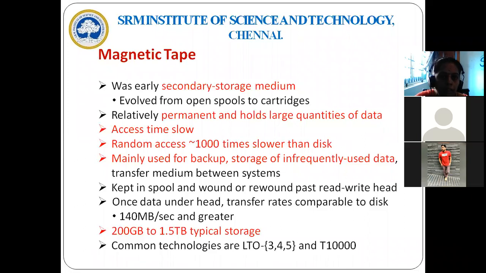The data is of larger size, and the expense is also very minimum. So this was widely used, magnetic tapes, a secondary storage medium which permanently holds large quantities of data. But because it is secondary storage, the access time is slower, the speed is going to be very slow when compared with the disk. So the random access time is 1,000 times slower than the disk, so that we can compare the speed of the disk with the magnetic tape.